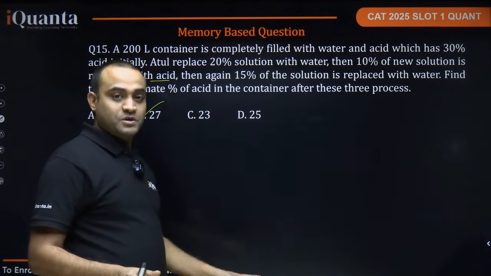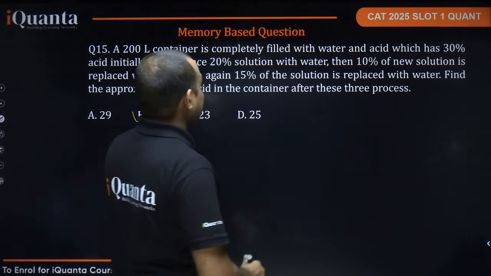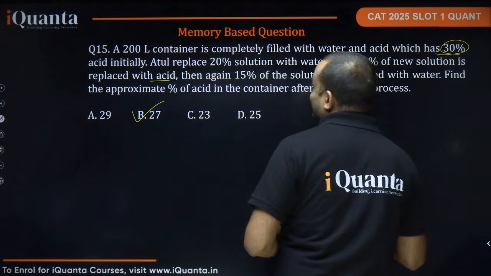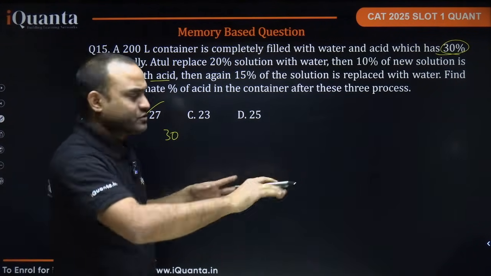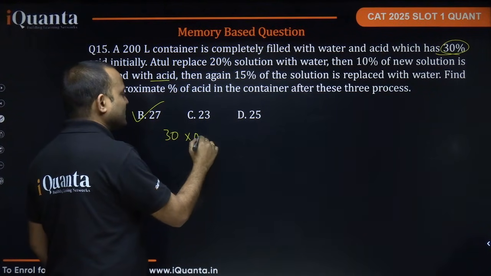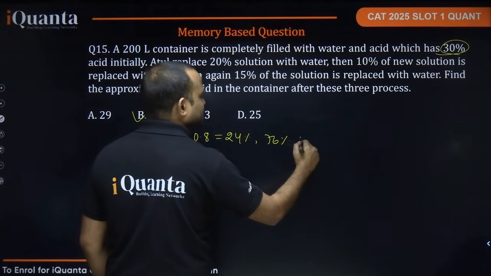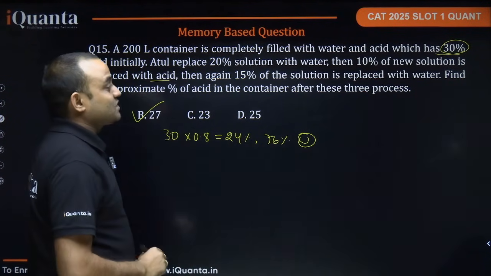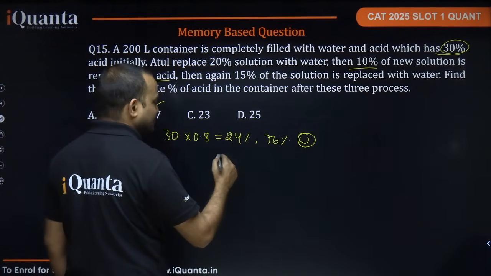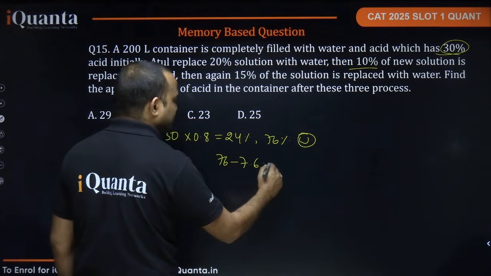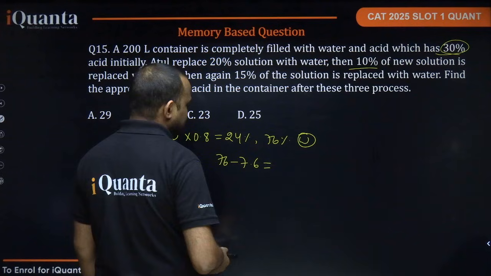So the answer was option B, which is 27. If you want to understand what is happening, initially it has 30% acid, right? So out of the 30% acid, 20% is removed. So what are we left with? Multiply this by 0.8, you are left with 24% acid, 76% water. Now out of the 76% water, 10% is replaced with acid. So now this will decrease by 10%, right? So 76 minus 7.6. So this will become 76 minus 8.